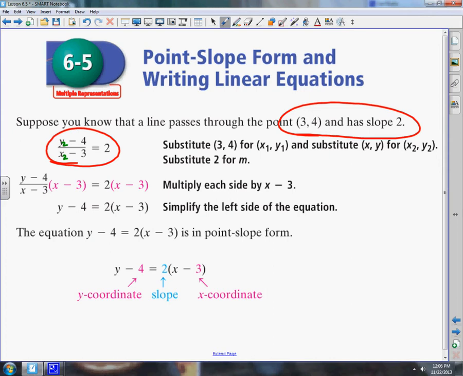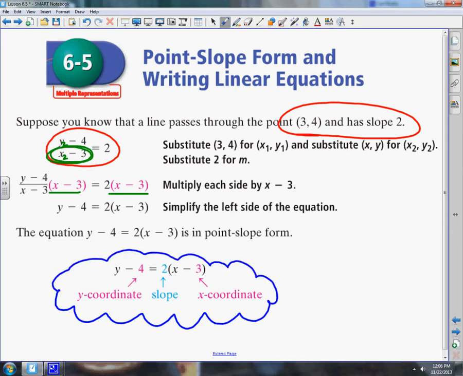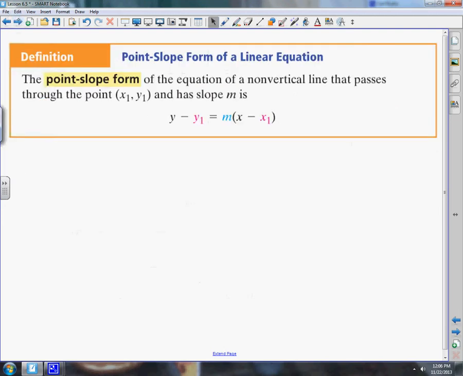Then they multiply both sides by the denominator because they want to clear the fraction. So you get y minus 4 equals 2 times the quantity x minus 3. This is in point-slope form. So y minus 4 is the y coordinate, the slope is 2, and then the x coordinate goes at the end. So the point-slope form is y minus y1 equals m times the quantity x minus x1. That is your point and your slope. You only need one point, x comma y, and you need the slope m to put them into those three places.